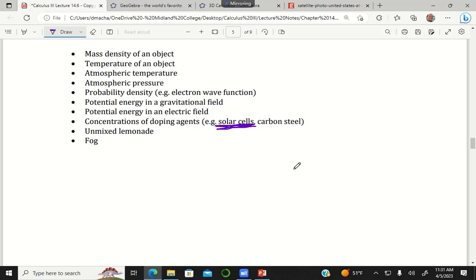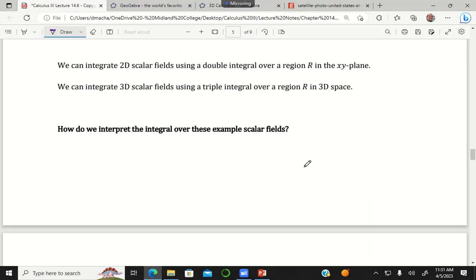So even in carbon steel, there's areas that have higher concentrations of carbon and areas that have higher concentrations of iron. I thought of unmixed lemonade this morning because sometimes I add a lemonade packet, the powder, to my water bottle. And if I don't mix it, then there's a higher concentration of sugar at the bottom, and lower concentrations at the top. So you can think of this as being a solid with an x, y, and z coordinate, and there's different concentrations at different points. So just some physical examples of this.